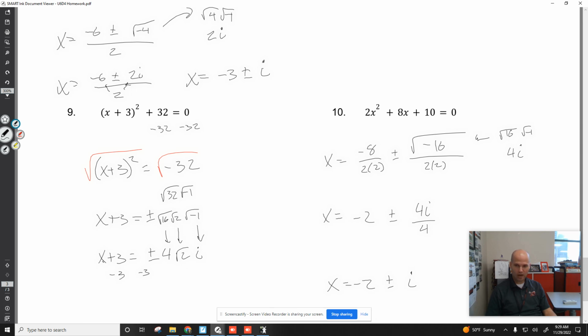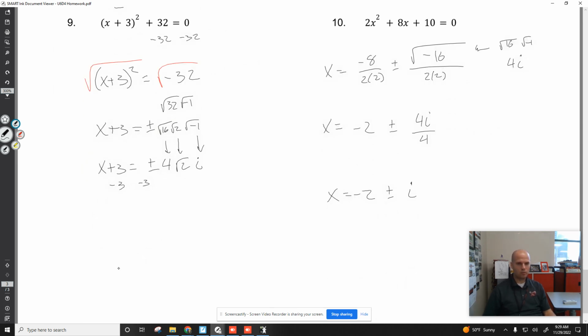Now we have to solve for x by subtracting 3. X plus 3, subtract 3. We finish off with x equals negative 3 plus or minus 4 root 2i. That's it. You can't simplify it. If you plug that into the original equation, it would work, both of them, but that's tough to do. But these are our solutions, and we have to be understanding that.